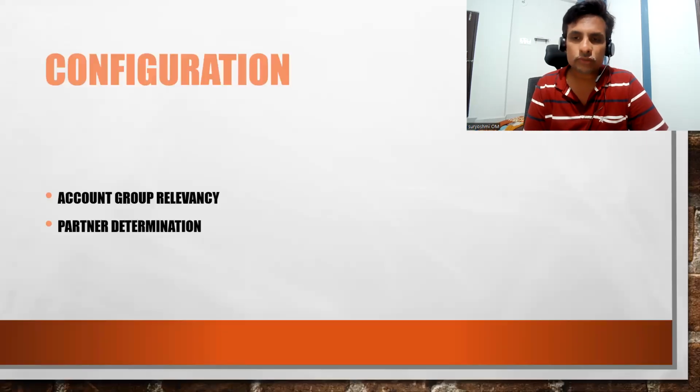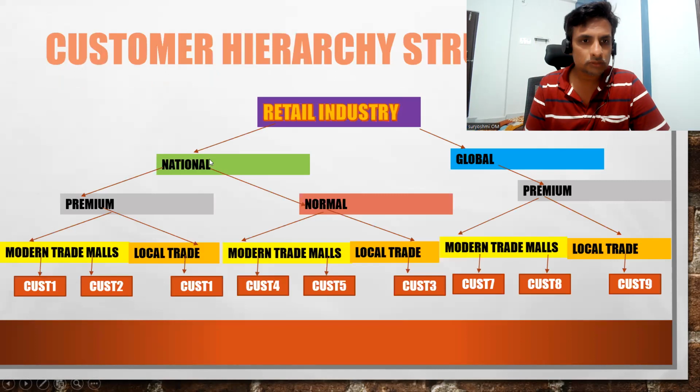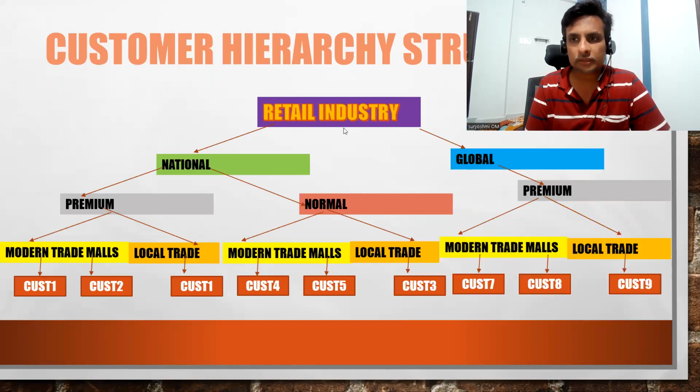Now let's get back to the topic. First, see account group relevancy. Before that, if you look at this scenario, your retail first level, national and premium, I would actually like to show you how it will be controlled.